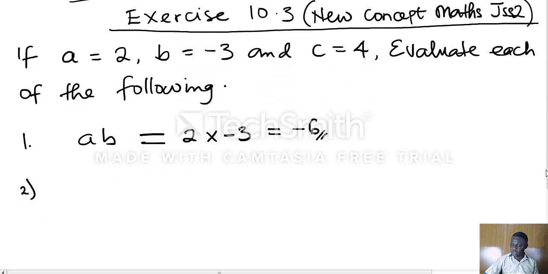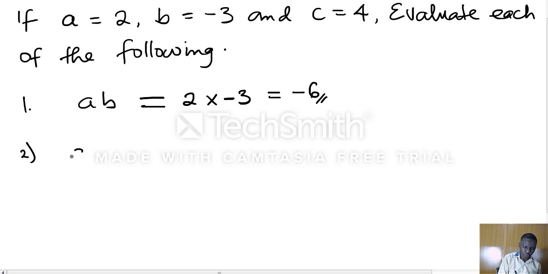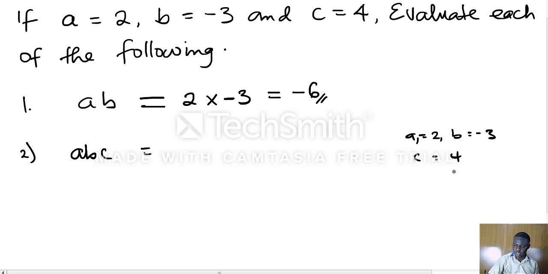Question 2 says we should look for ABC. Note, A is giving us 2, B is -3, and C is 4. So that our ABC, which can be said to be A times B times C, to be equal to 2 times -3 times 4, of which 2 times -3 is -6, and -6 times 4 can be said to be -24.